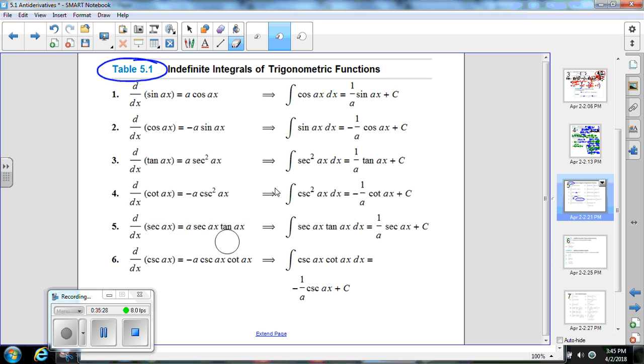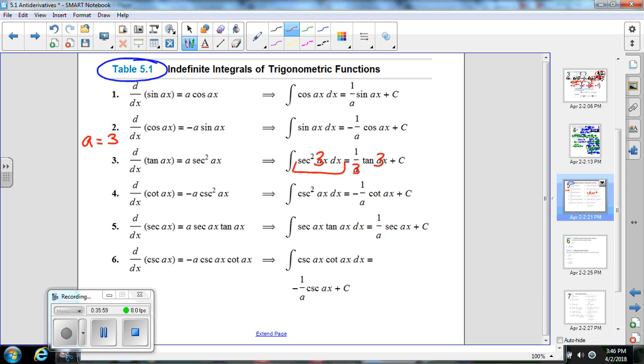let's write it over here. Our question, we're going to make our a equal 3. Our question is written like this one here. We make this a 3 right here, so then the answer will be a 3 here and a 3 here. That's what I said, 1/3. So then it will be 1/3 tangent of 3x plus c.